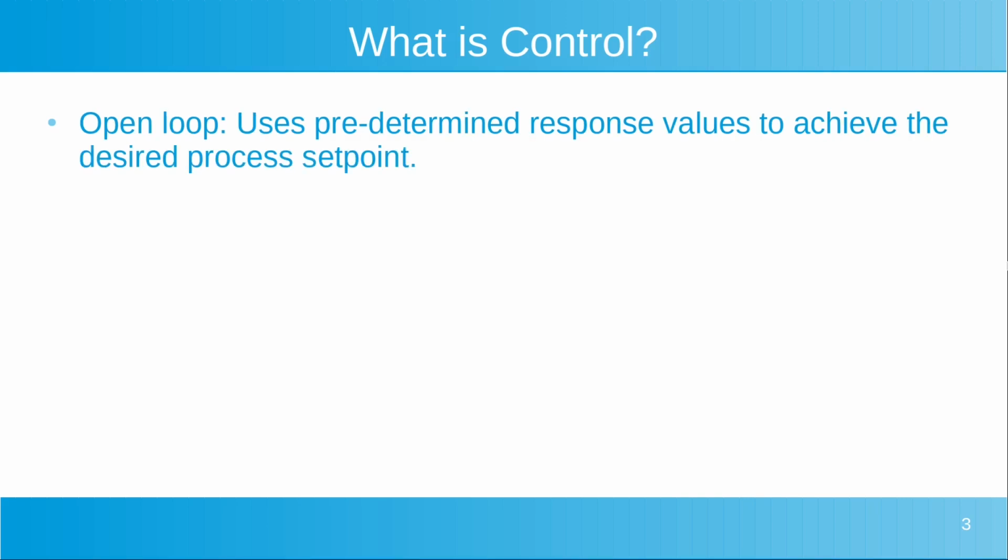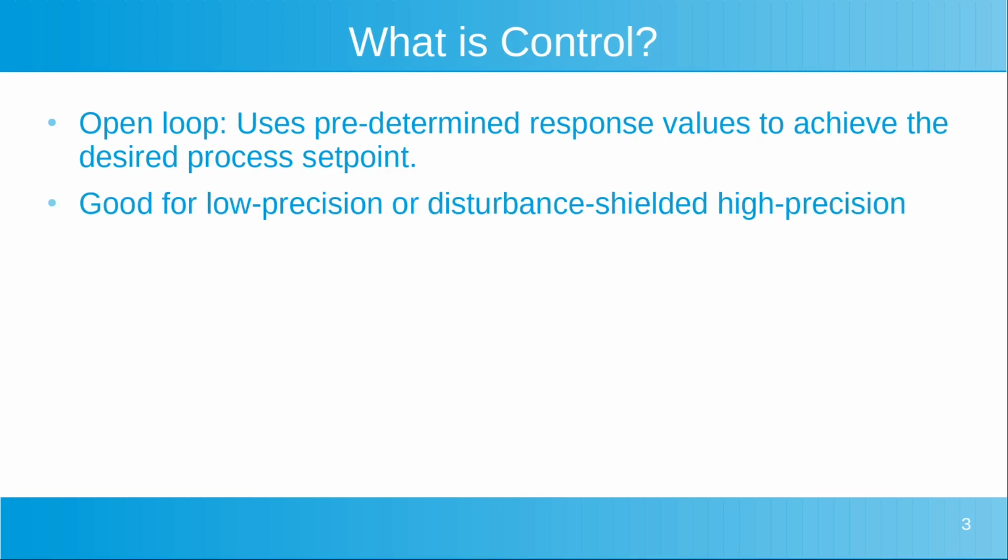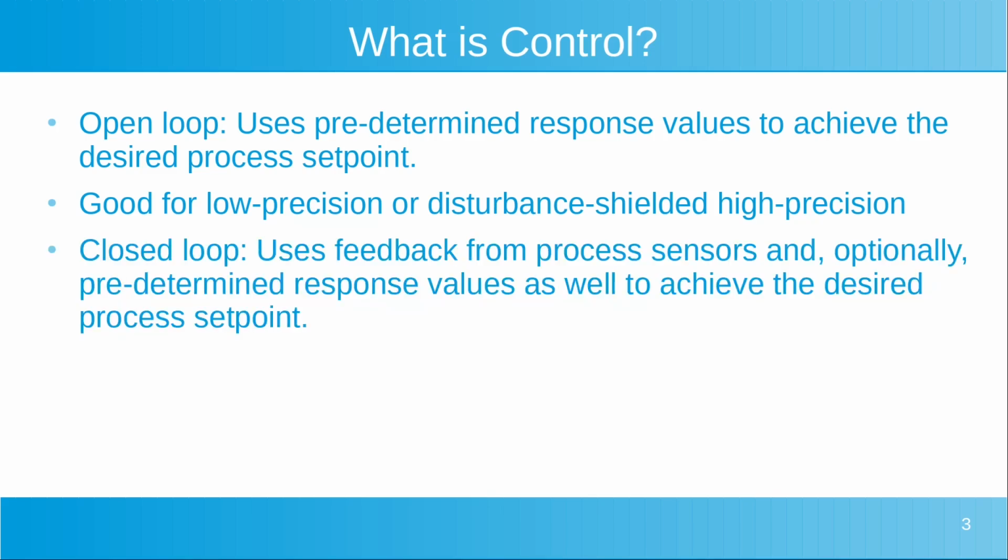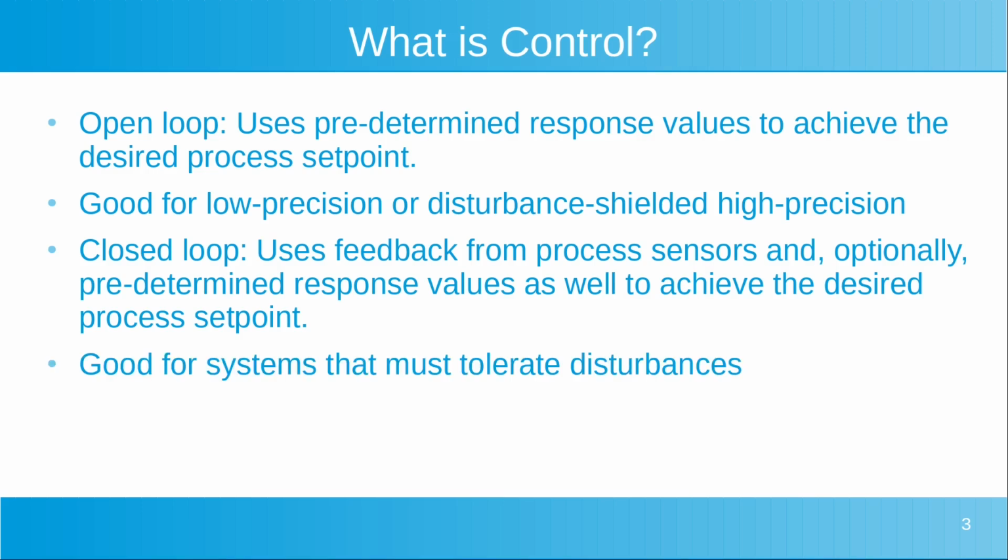An open loop controller uses predetermined response values to achieve the desired process set point. They're good for low precision or disturbance shielded high precision systems. Closed loop controllers use feedback from process sensors and, optionally, predetermined response values as well to achieve the desired process set point. They are good for systems that must tolerate disturbances of any kind.